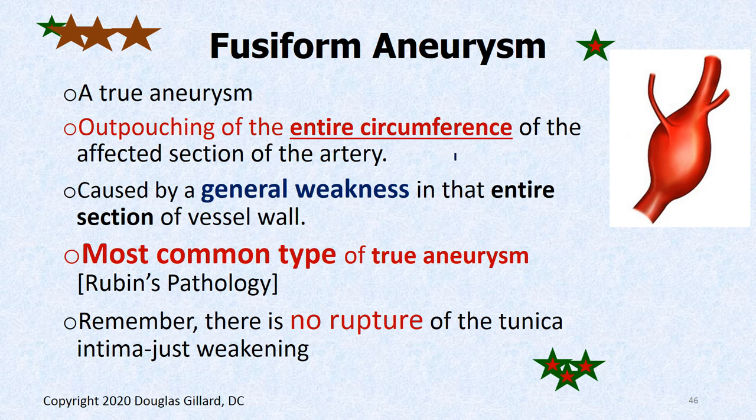Fusiform, again, the entire circumference is bulged out. This is by far the most common type of aneurysm. There's no rupture, it's just a weak spot.